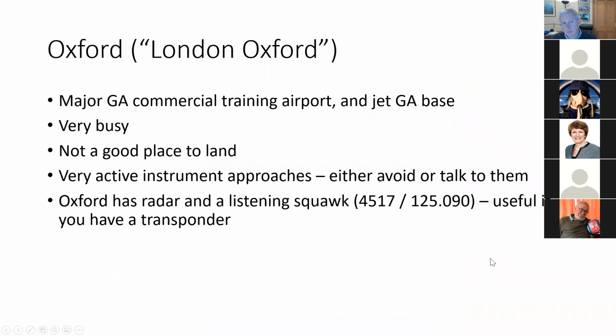Oxford, I think we're sort of going up in difficulty here. Oxford is a major GA commercial training airport and a jet general aviation base. It's very busy. It's not a good place to land. I'd happily land at Cranfield. I'd happily land at Cambridge. I'd stay away from Oxford unless desperate. It's got very active instrument approaches. Either avoid them or talk to them if you're going there.